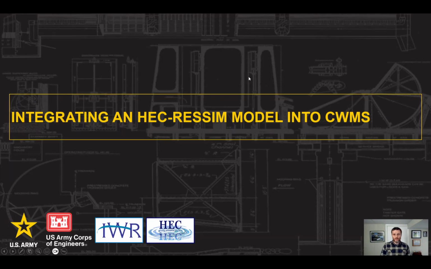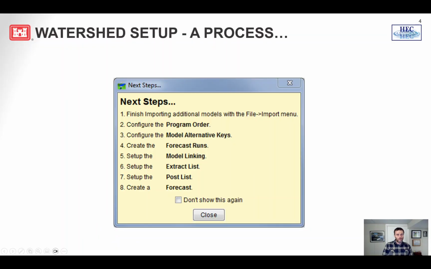So, integrating a ResSim model into SWIMS. In an earlier presentation, we were talking about integrating models. Again, when you go to look at that menu option within the CABI, it tells you the next steps, right? The first two can be interchanged, doing your program order and then importing models, but we're going to go through importing a model.